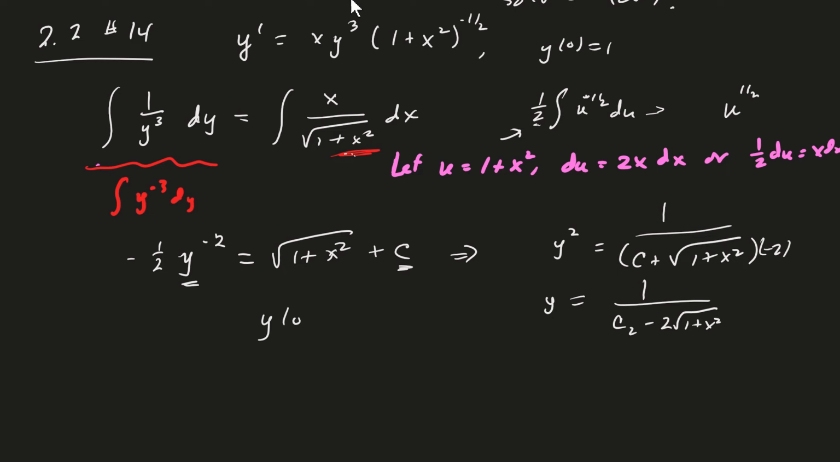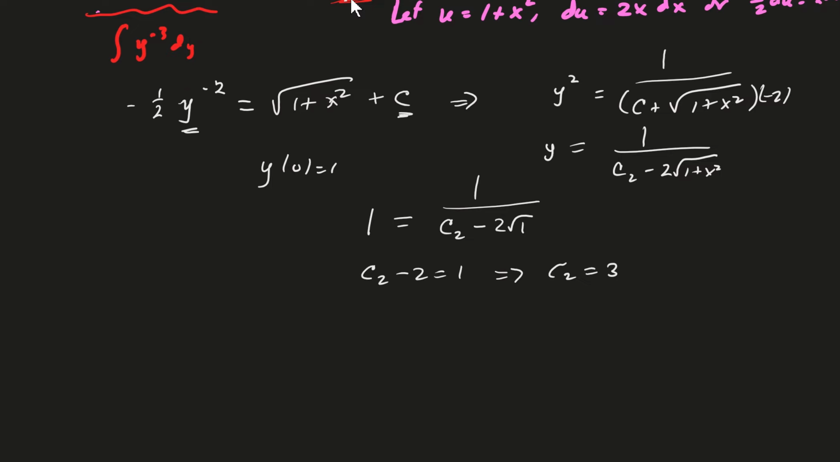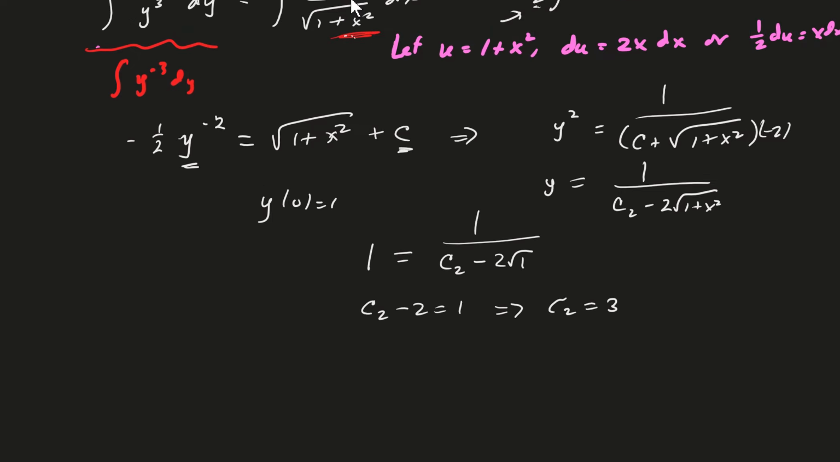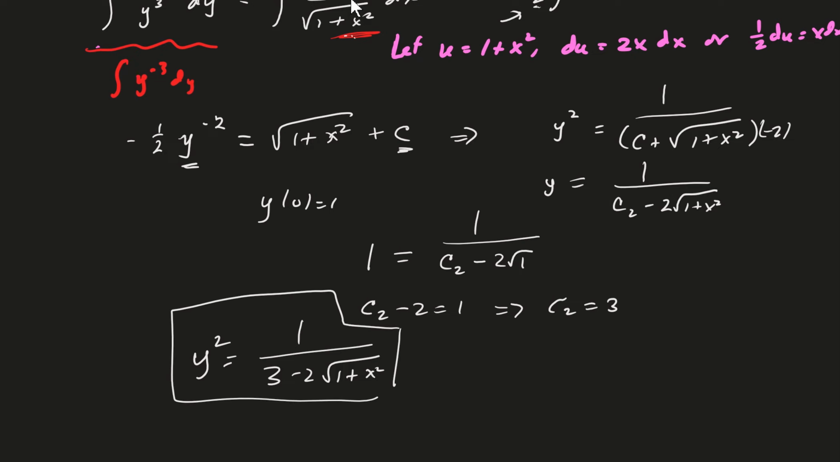And now we have y of 0 equals 1. So I want 1 to be equal to 1 over c2 minus 2 times the square root of 1, which is 1. And so c2 minus 2 equals 1, c2 equals 3. Good. And so algebraically then we'll go ahead and write y squared is equal to 1 over 3 minus 2 square root 1 plus x squared. Good. So there is our solution so far.